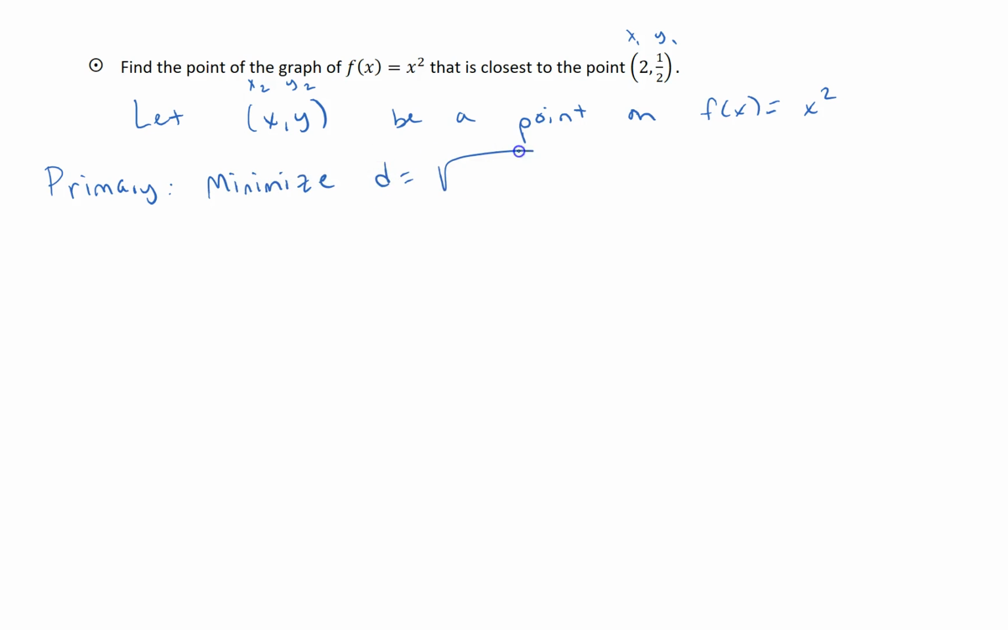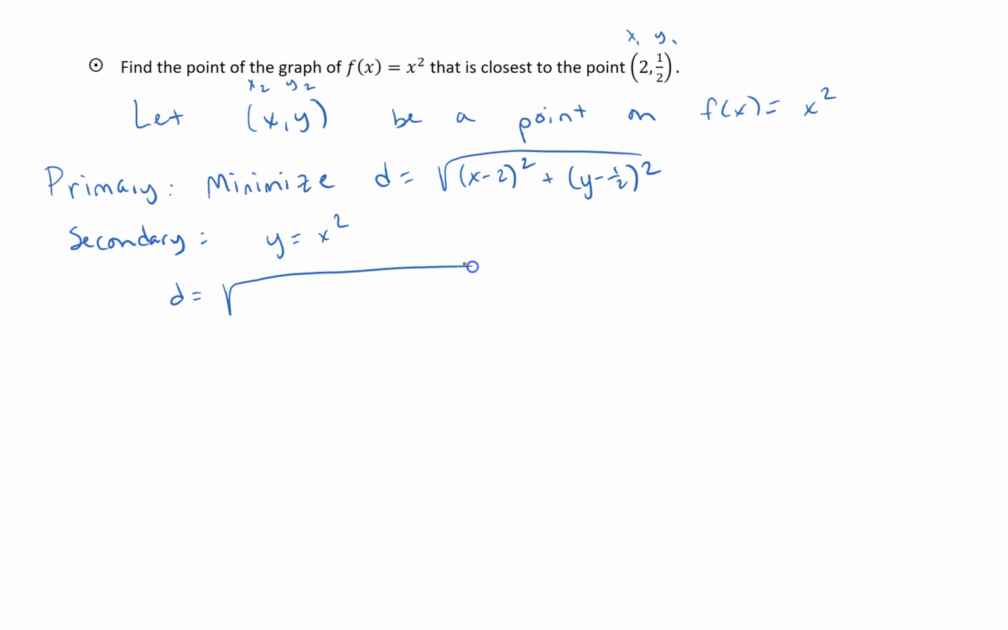So that's d equals the square root of x2 is x, x1 is 2, so x minus 2 squared, plus y minus 1/2 squared. So that's going to be my primary equation. My secondary equation actually comes from the graph. I have that y is equal to x squared. So when I put these two together, I get that d is equal to the square root of x minus 2 squared plus x squared minus 1/2 squared.